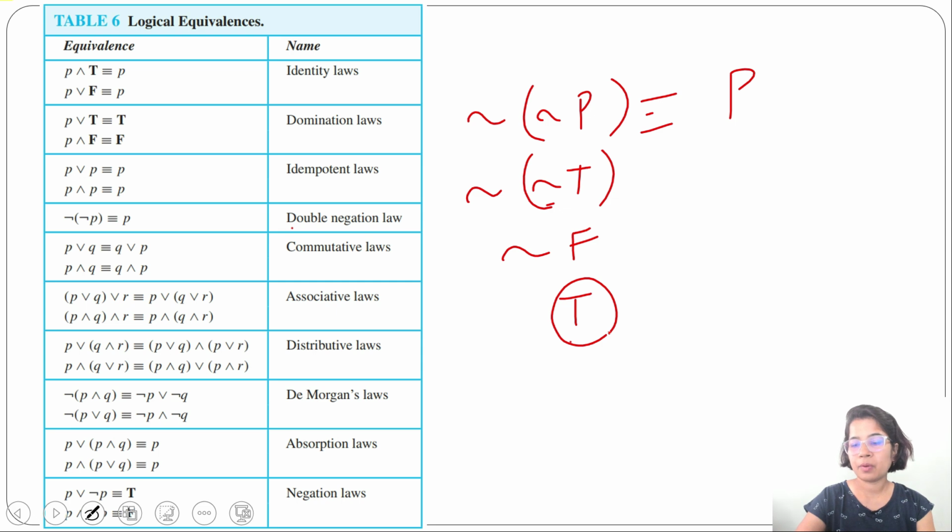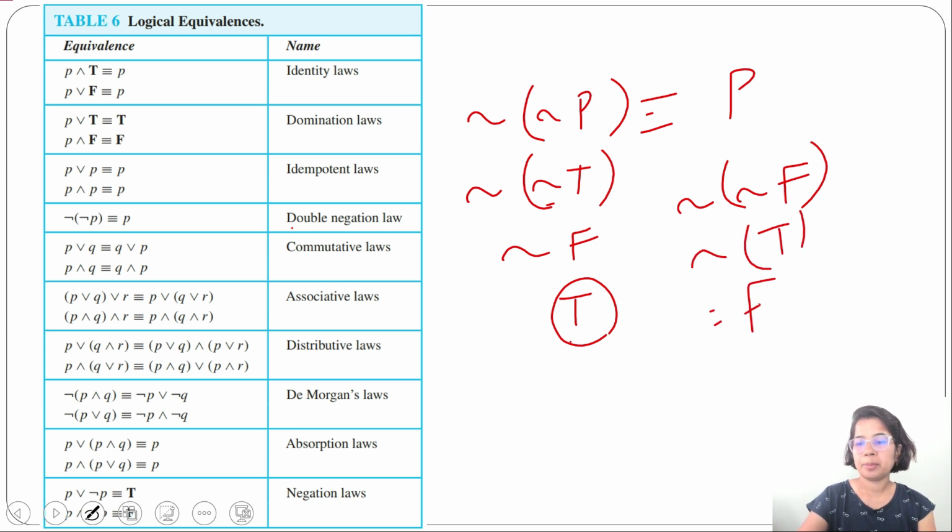If P value is false, then negation of negation false. Negation false will be true, then negation of true is false. So when P value is false, negation of negation false is also false. We are doing double negation. In the first negation it will be opposite. In the second negation again it will be opposite. So we are getting the same truth value.